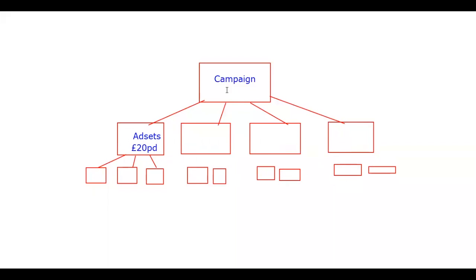Now, Facebook have recently rolled out something called campaign budget optimization. So what that means is that you can define the budget at this level. So you could say it's £20 per day here. And what Facebook will do is spread out the budget based on the performance of the campaign.